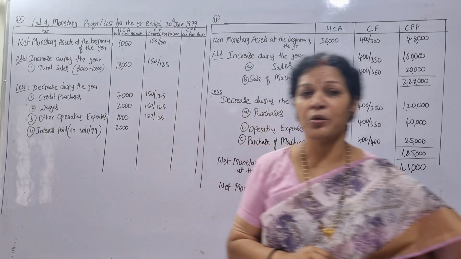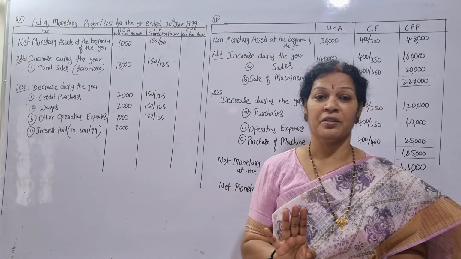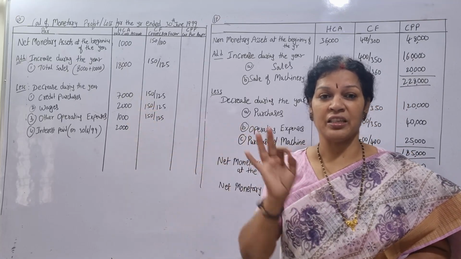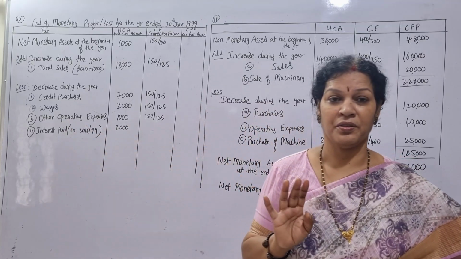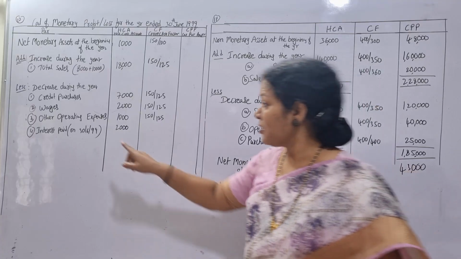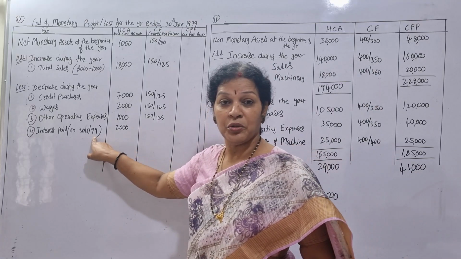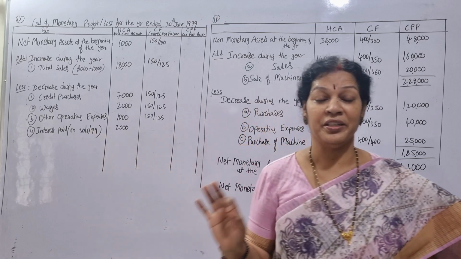Why are we saying throughout the year? Because they did not mention anything about when these expenses occurred. But interest paid is mentioned. We are paying interest on 30th June 1999, which means end of the year.